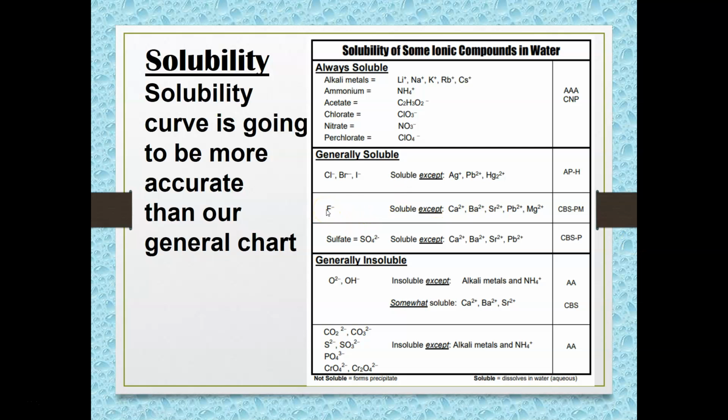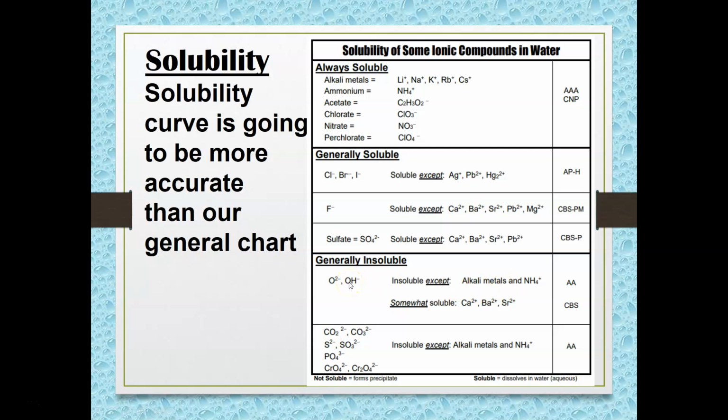Fluorine is usually soluble, except when it's paired with one of these. Sodium fluoride, soluble. Magnesium fluoride, nope, insoluble. Down here, these are not going to be soluble. These are insoluble unless they're bound with some of these exceptions.